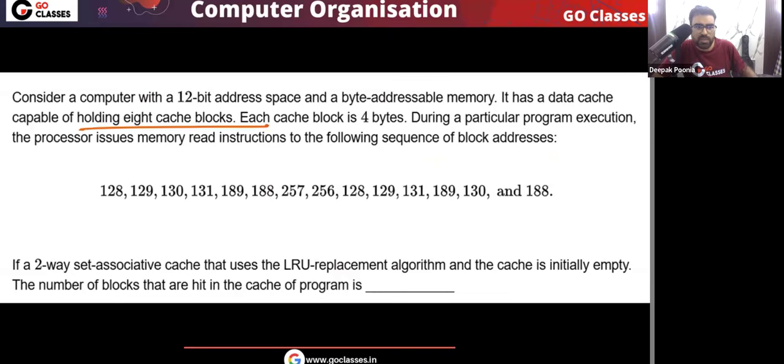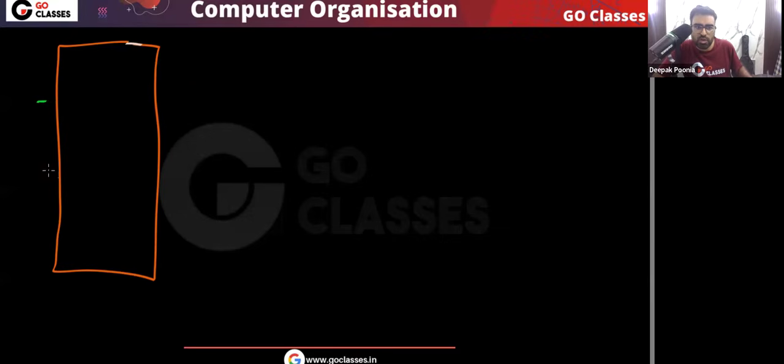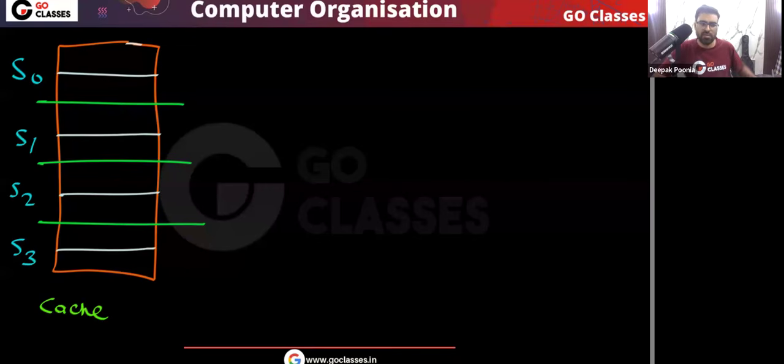You can see in the cache memory there are a total of 8 lines. Let me make the diagram of this cache memory. But the question says that we have a two-way set associative cache, so every set has 2 lines. So I can say in total we have 4 sets: set 0, set 1, set 2, and set 3. Every set has 2 lines, because we have a two-way set associative cache. This is the picture of the cache memory.